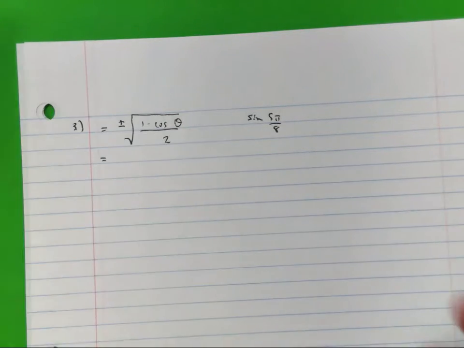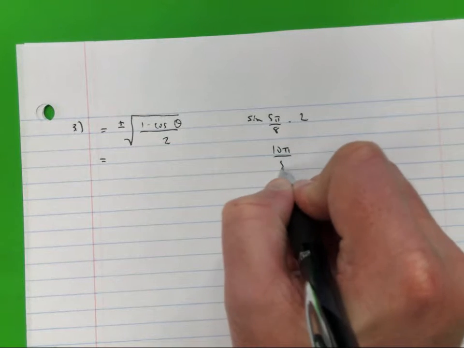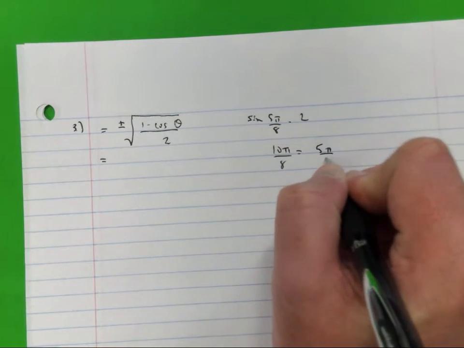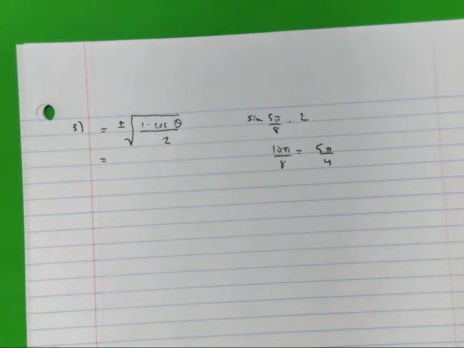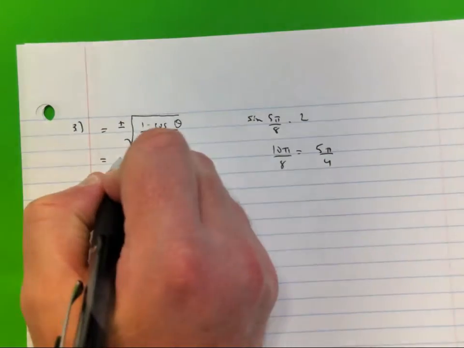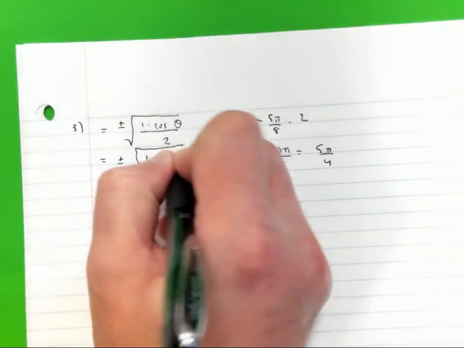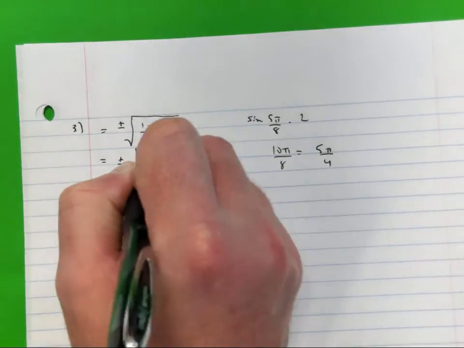Okay? So 5 pi over 8, I'm going to multiply that by 2. That gives me 10 pi over 8, which reduces to 5 pi over 4. Can you work with 5 pi over 4? That's why you have to do that, because you didn't know what 5 pi over 8 was on the unit circle, did you? But you know what 5 pi over 4 is, so that's what you're going to plug in now. Plus or minus the square root of 1 minus the cosine of 5 pi over 4, all over 2.